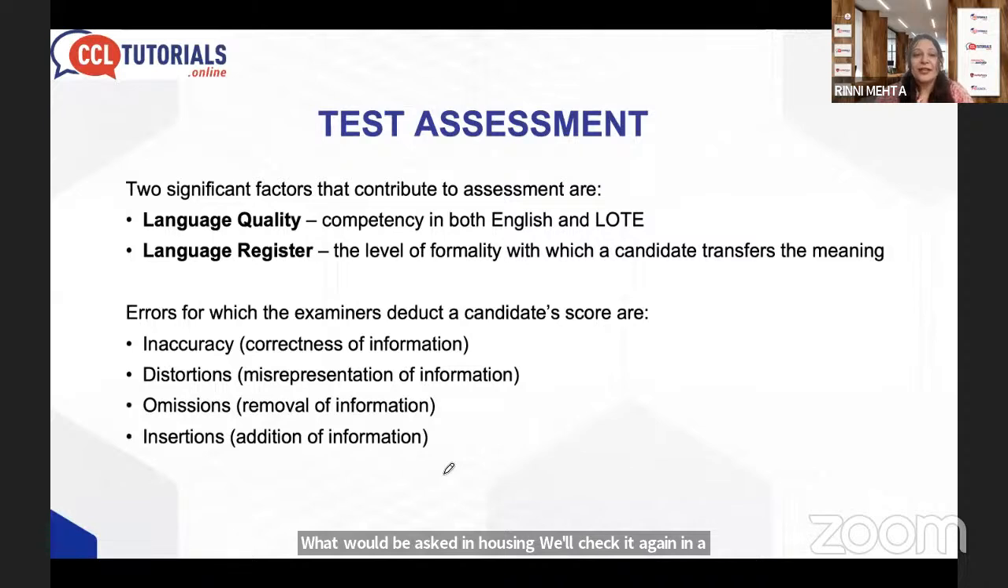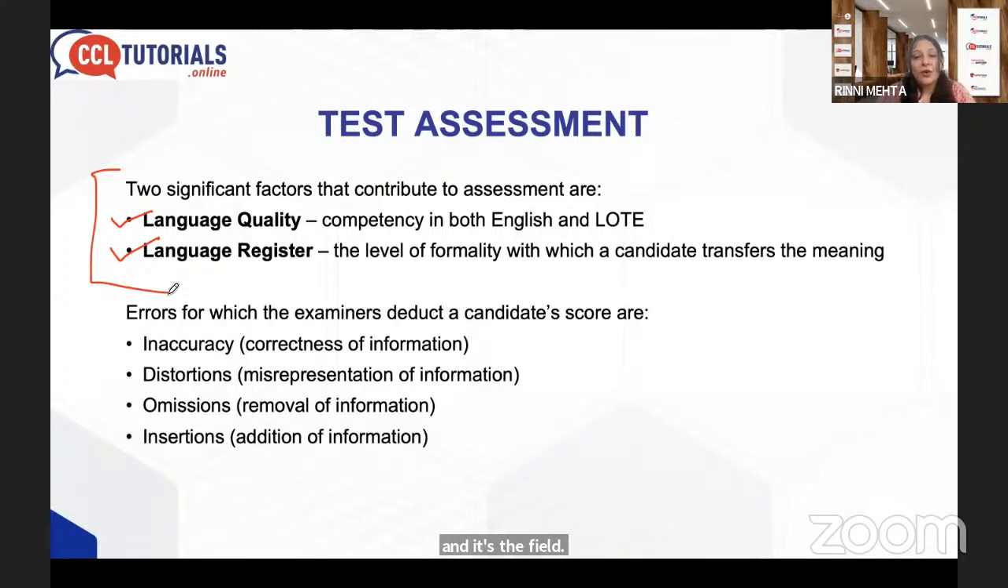Okay, let's move to the next thing. What is the test assessment type? There are 2 significant factors which are required, that is language quality and language register. As I mentioned, if your translation is robotic, it is a fail. So you must learn to translate in an idiomatic manner. If you don't translate in an idiomatic manner, the language quality and register goes to 0 and it's a fail. So we will learn in a while how to transfer the meaning and what would be the level of formality for this translation.